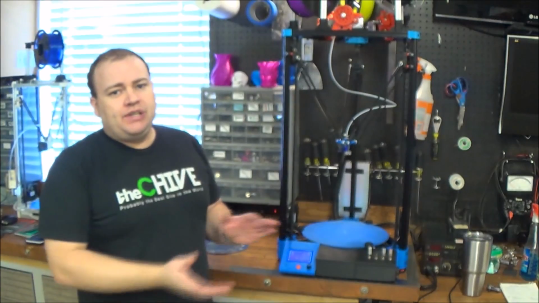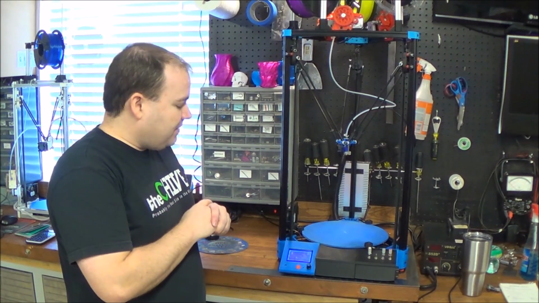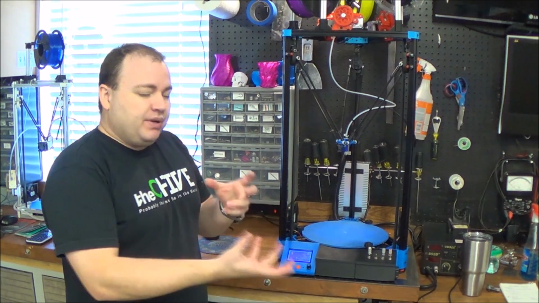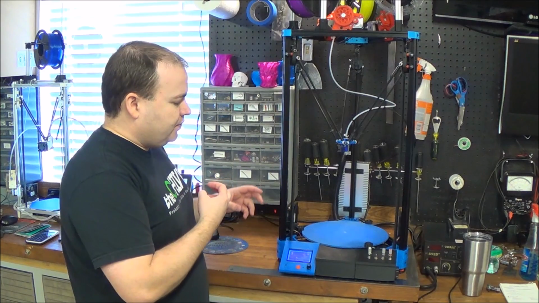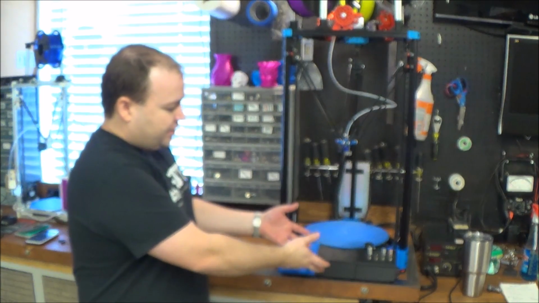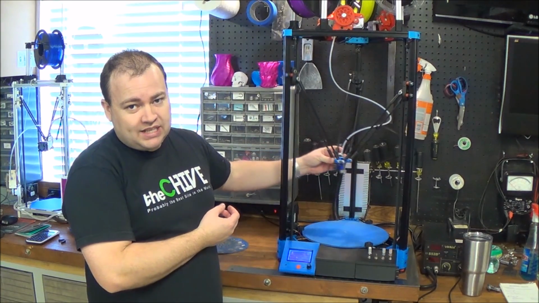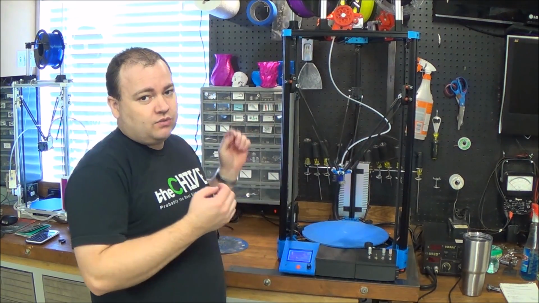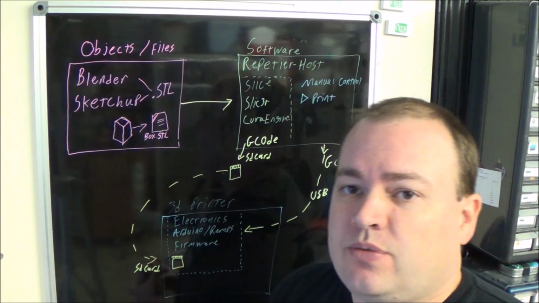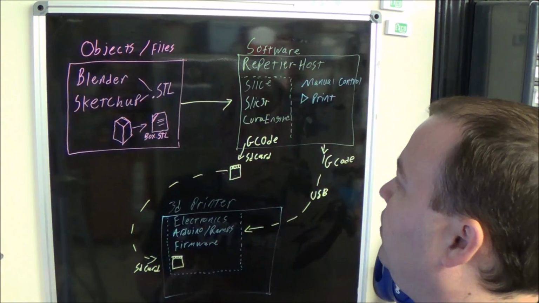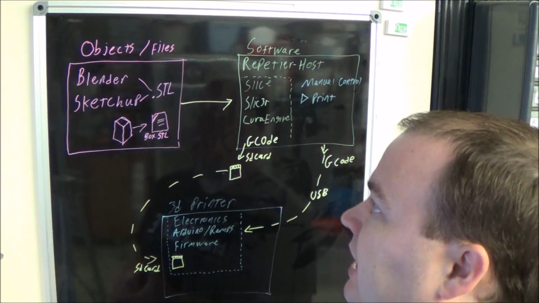So if you're new to 3D printing and you're getting started, it may be confusing how you build a 3D object, you slice it, you feed it to your printer, and then your printer firmware goes ahead and prints your thing. So we're going to try to go through that. Let's go through the 3D printing software toolchain.